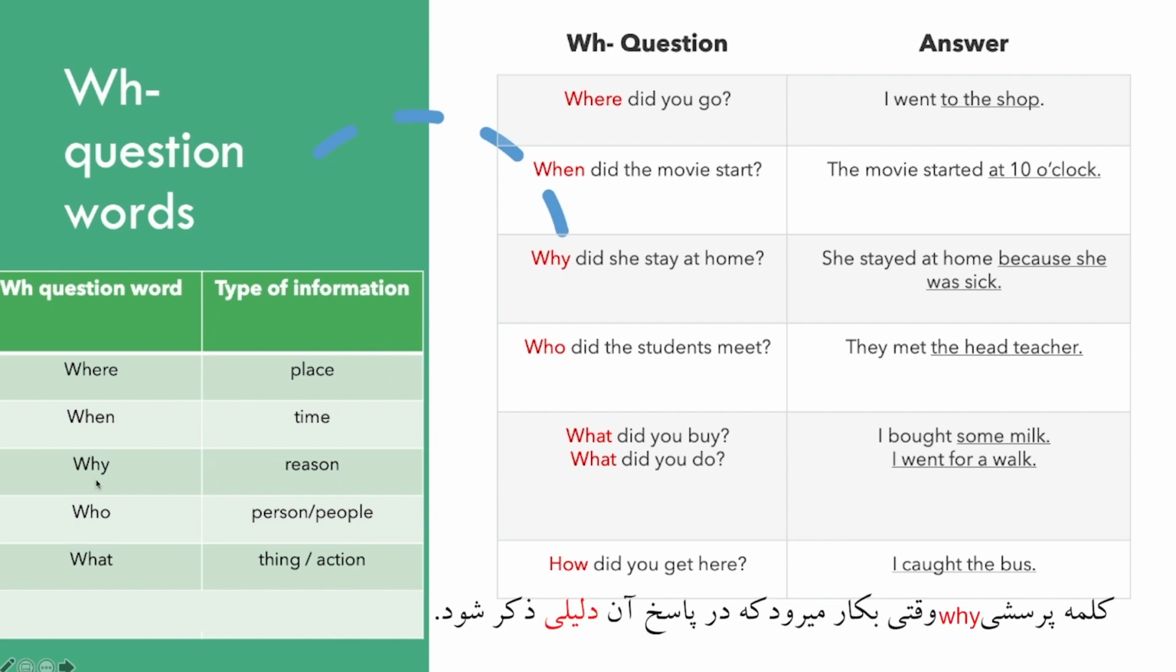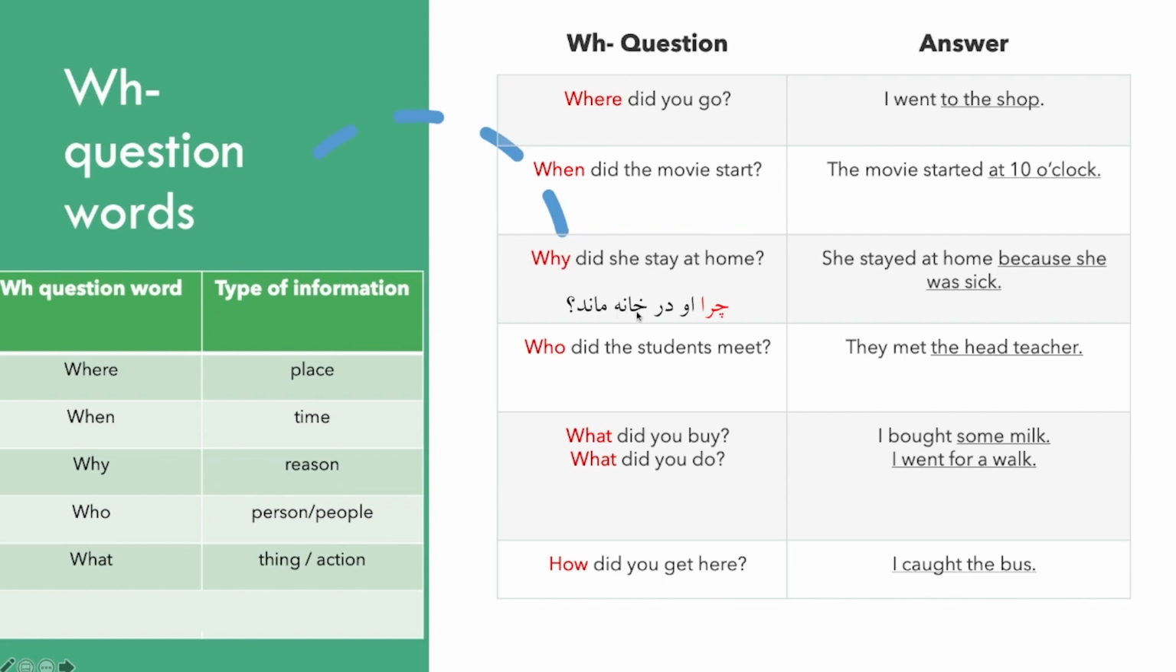Why? Okay, why is if the answer is a reason. Why did she stay at home? Answer, she stayed at home because she was sick. Okay, so because she was sick, this is a reason. So we use why for the question.